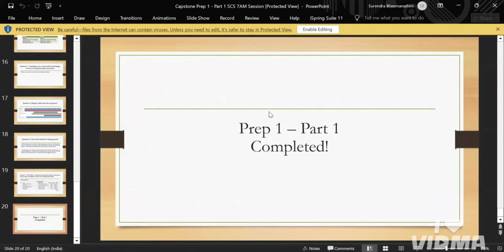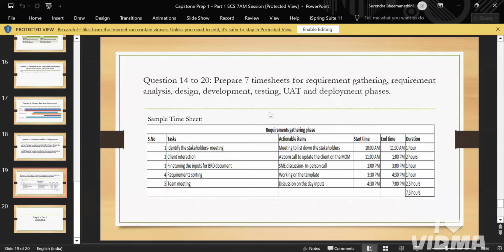So here we have completed the questions. These 14 similar questions will be given to you in the case study. You need to complete this by writing in a Word document. All the answers should be written in the Word document and you need to upload it on the portal. Okay.